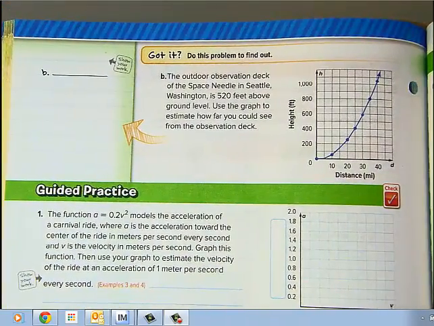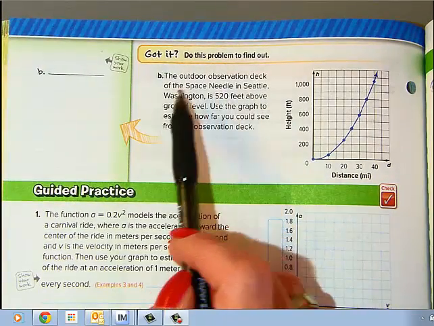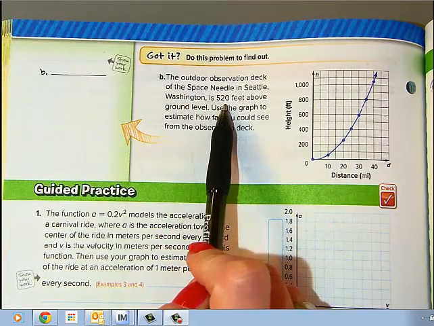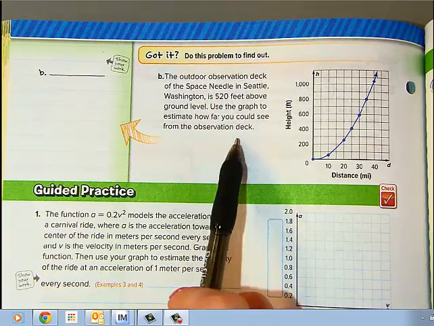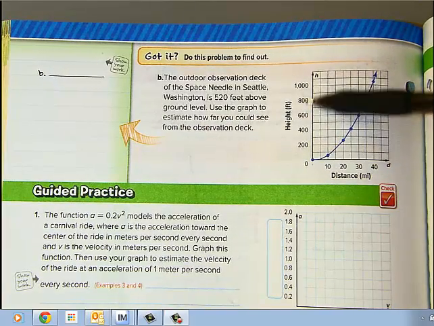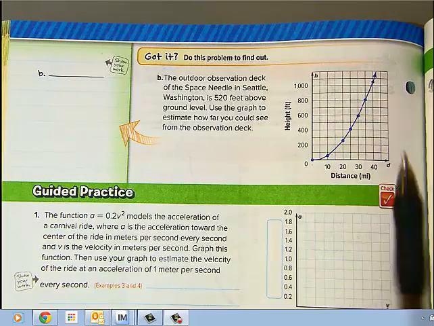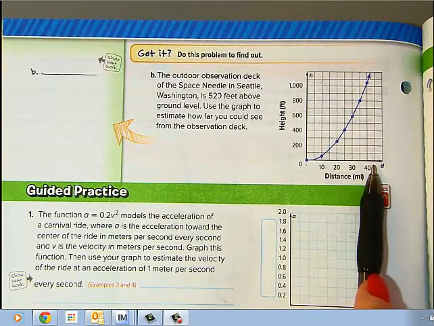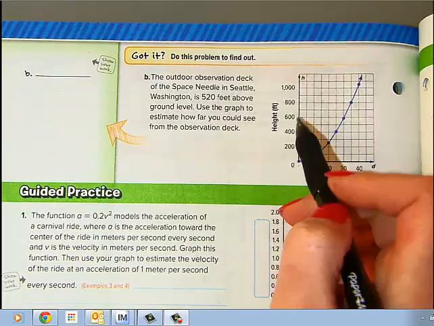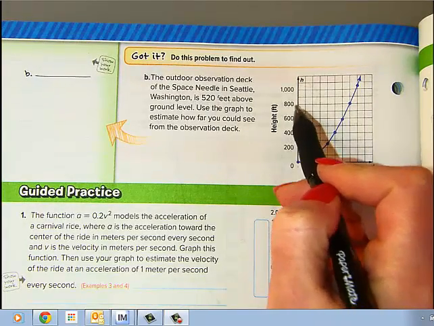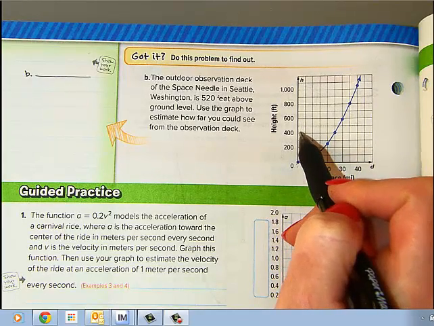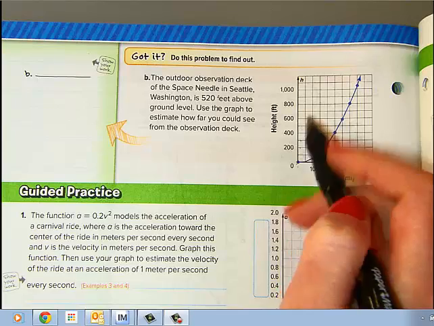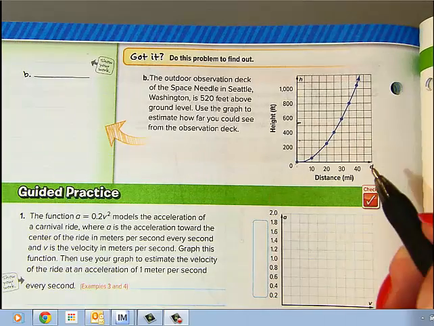So let's do this one. It says the outdoor observation deck of the Space Needle in Seattle, Washington is 520 feet above ground level. Use the graph to estimate how far you can see from the observation deck. Well, this is how far up you are on the Space Needle. This is how far you can see. Okay? So we need to find 520. Well, here's 600. And then it goes by twos. So here's 100, 200, 300, 400, 500. And we want about 520. So let's call it about right there.